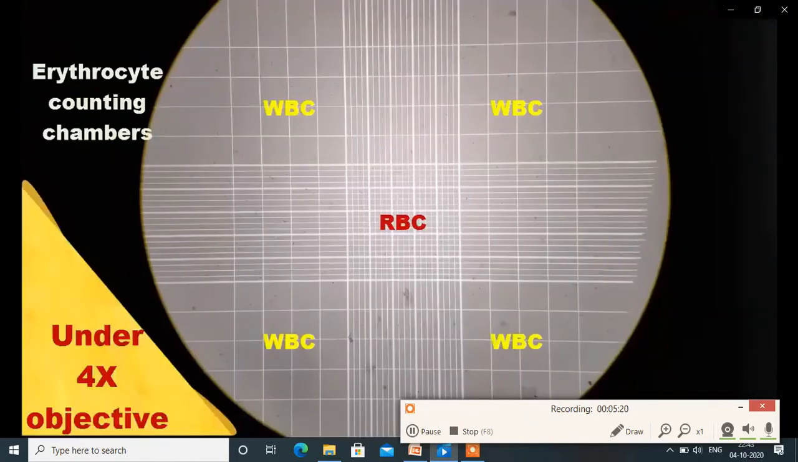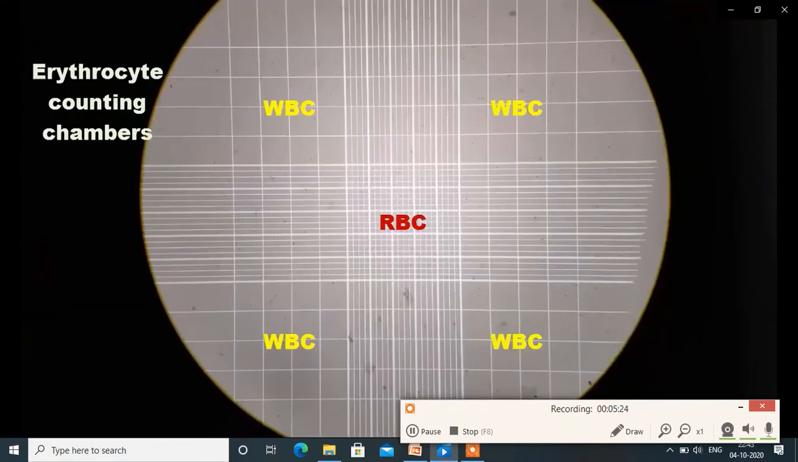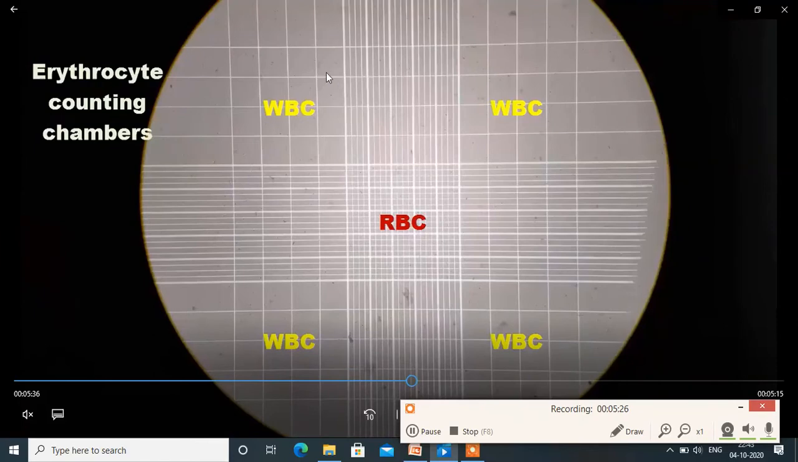Adjust the microscope under the 4x objective. Now see, these are the chambers for the WBC counting. These are again the WBC. These are again the WBC. The fourth one is WBC. These are for the RBC count.